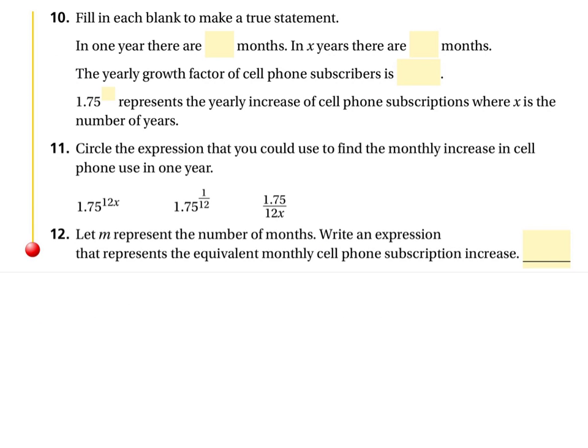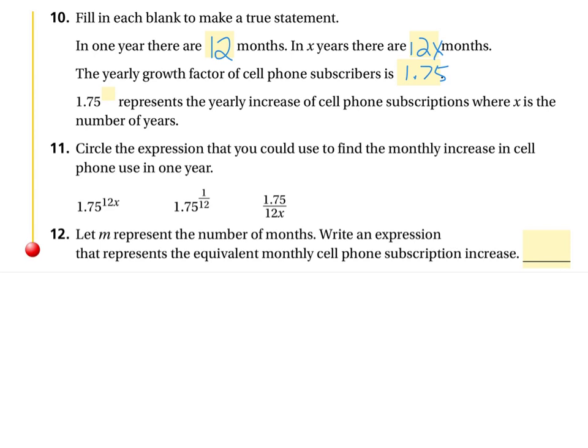Using the previous problem, let's fill in each blank to make a true statement. In 1 year, there are 12 months. So in X years, there's going to be 12 times X months. The yearly growth factor of cell phone subscribers is 1.75.